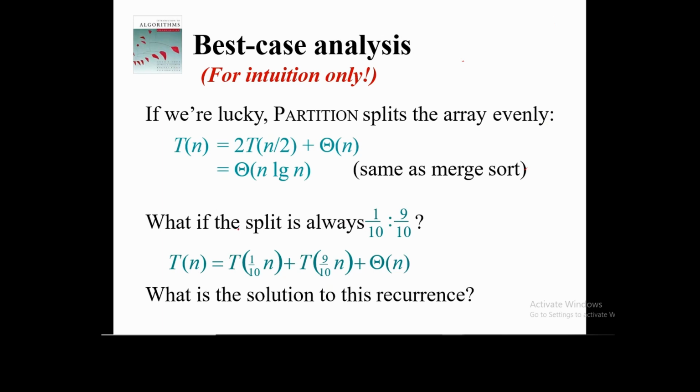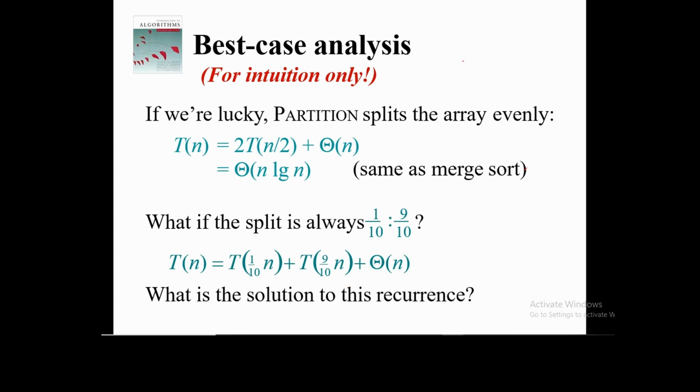So we are assuming here that it splits the array in the ratio 1/10:9/10. The recurrence relation will be T of n equals T of 1/10n plus T of 9/10n plus theta of n, which is the cost of the partitioning procedure. So this will be the recurrence relation. If it is 2/10:8/10, then here we'll have T of 2/10n plus T of 8/10n. If it is 4:6, then 4/10 and 6/10.